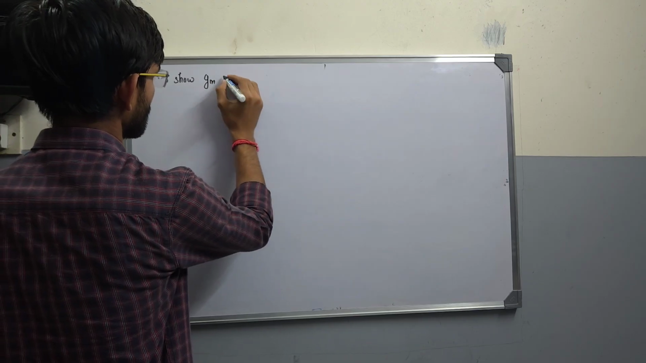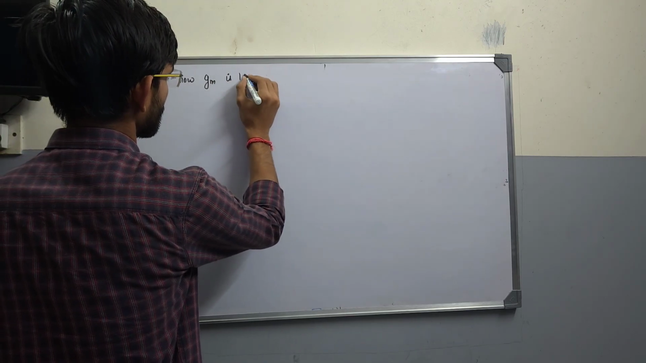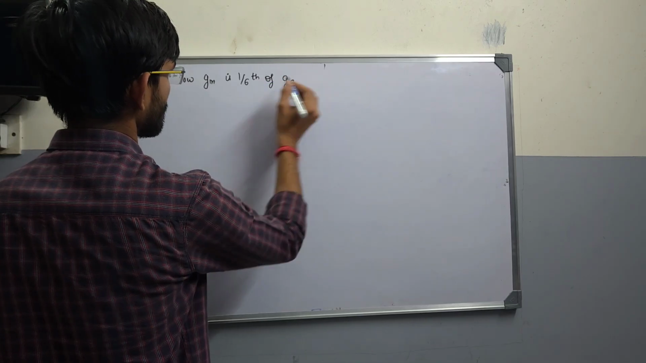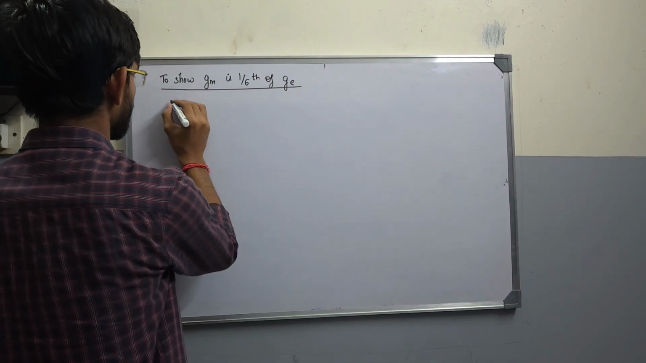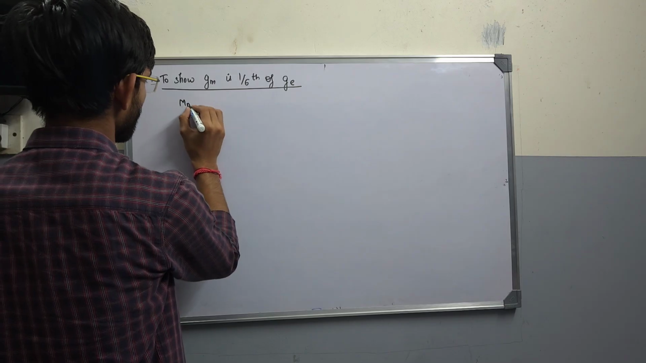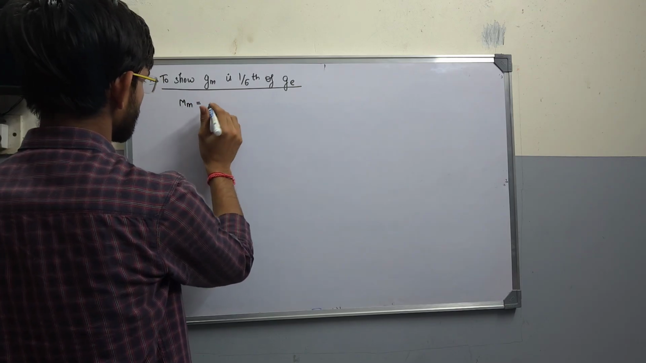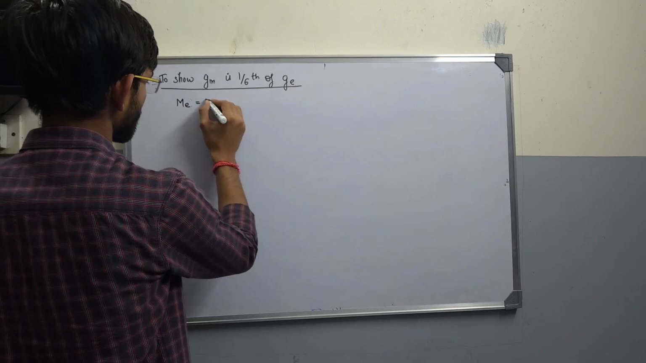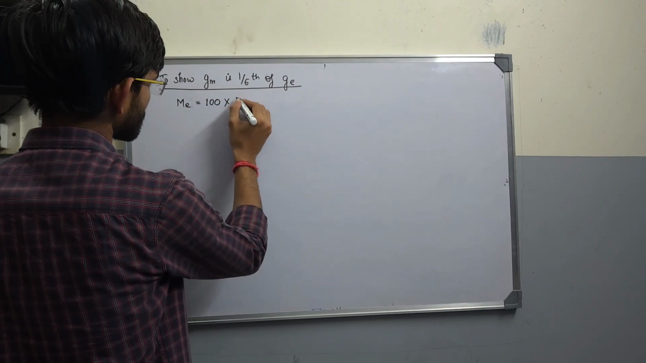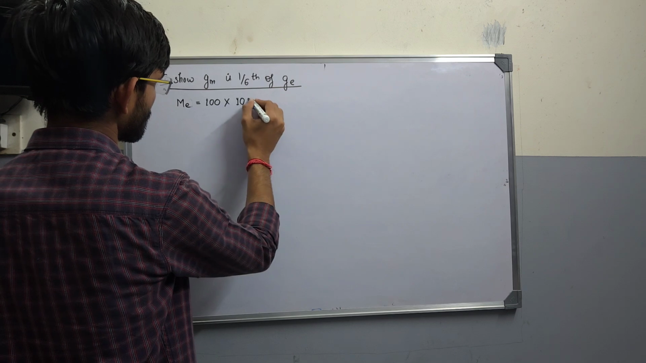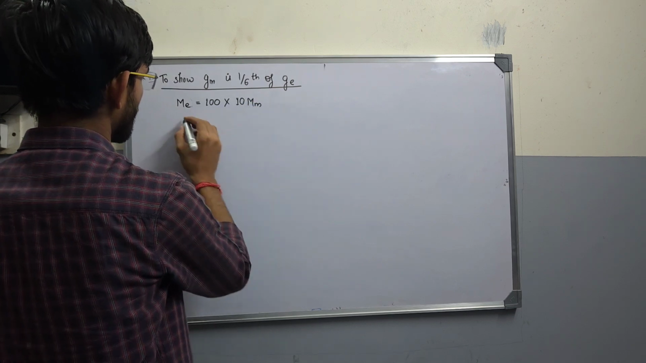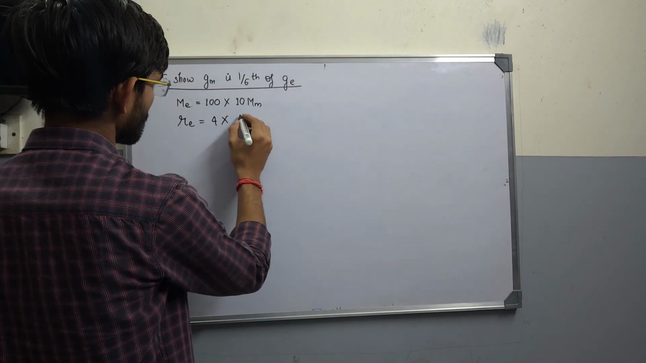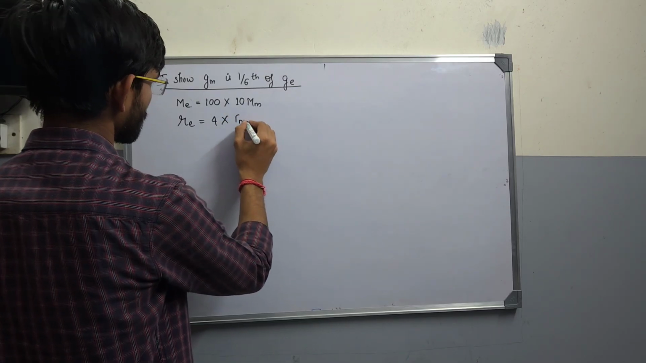Acceleration due to gravity on the moon is 1/6 of g on earth. For that, the mass of earth is 100 times more than the mass of moon, and the radius of earth is 4 times the radius of moon.